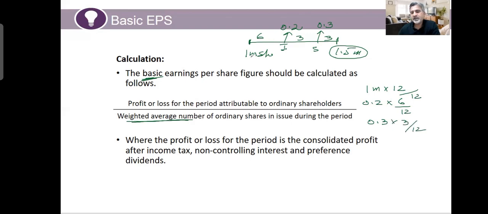This 1 million is here and it goes until the end. So 1 million multiplied by 12 by 12, which means multiplied by 1, because they remain for a full year. This 200,000 was issued on 30th of June or 1st of July. They remain for a 6 month period, so 6 by 12. The last one, they only remain for a 3 month period. This is one way of doing it.